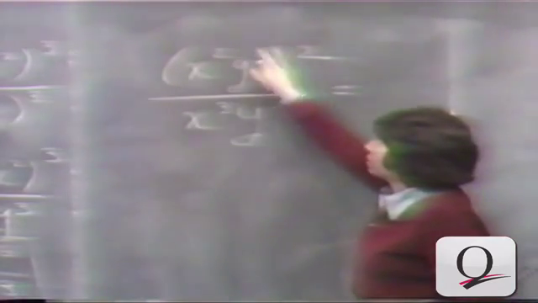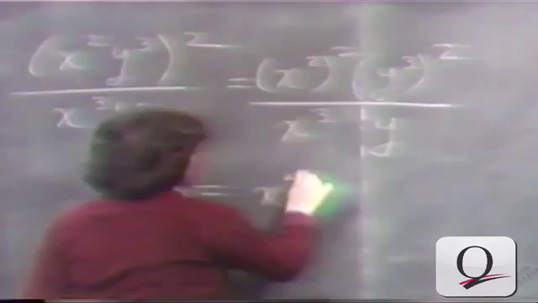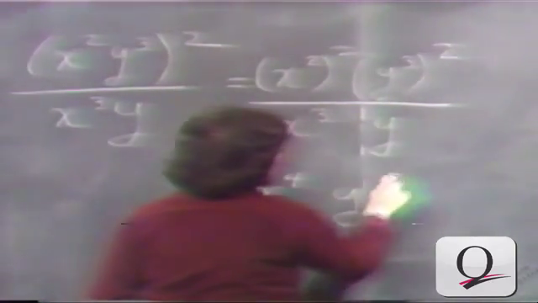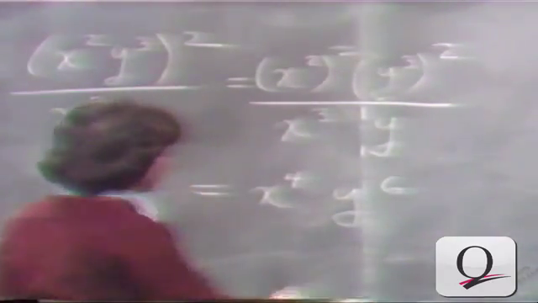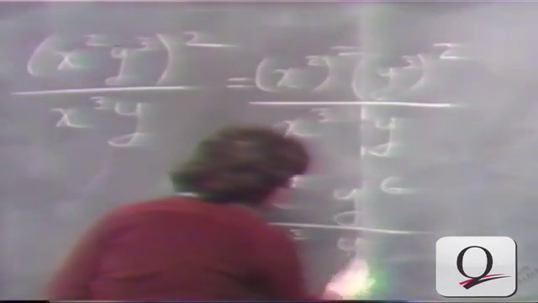Now, we will use Rule 4, which gives us, we have a product to a power. We'll take each factor to that power: x squared squared, y cubed squared, over now x cubed y. And x squared squared, of course, is x to the 4th power. Y cubed squared is y to the 6th power, multiplying the powers together, over x cubed y.